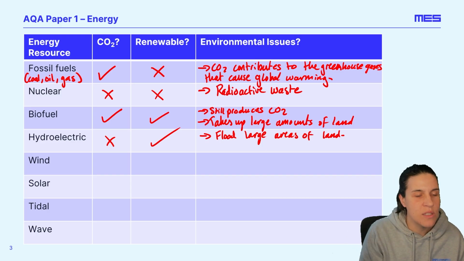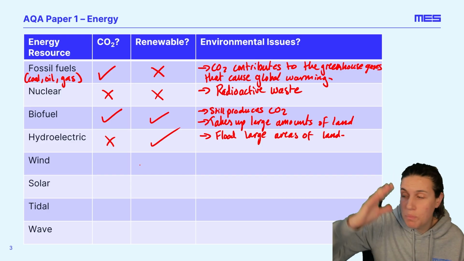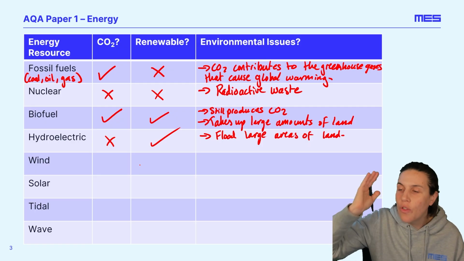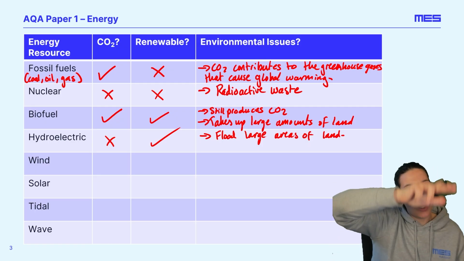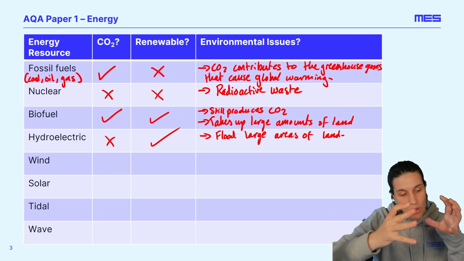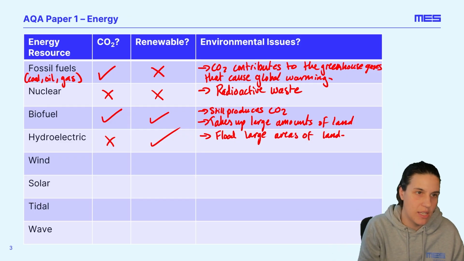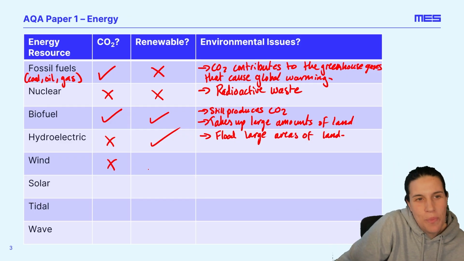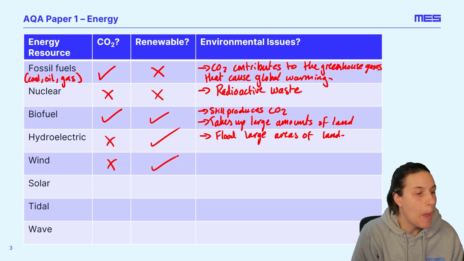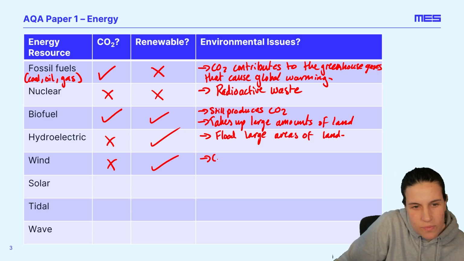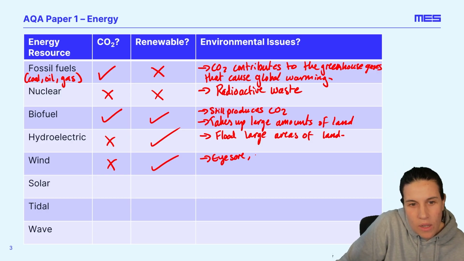Right, wind. Wind is using those big old turbines that we might have seen. The wind blows the turbines, and inside the turbine, in the house on the top, it's going to spin a generator. So they don't produce CO2. They are renewable, but they're an eyesore. They're noisy, and they kill birds.